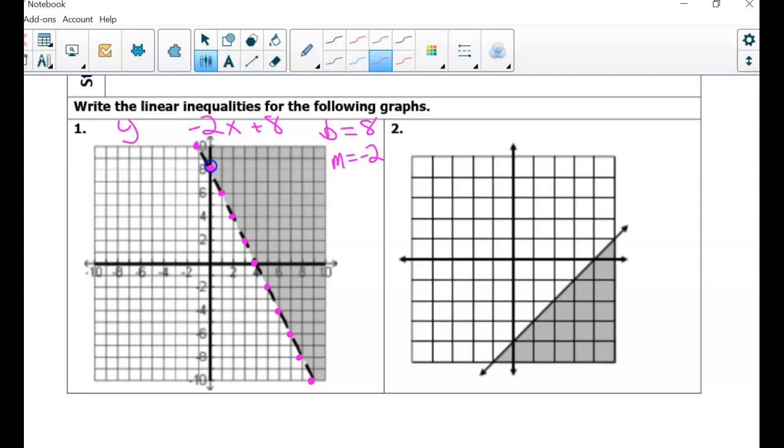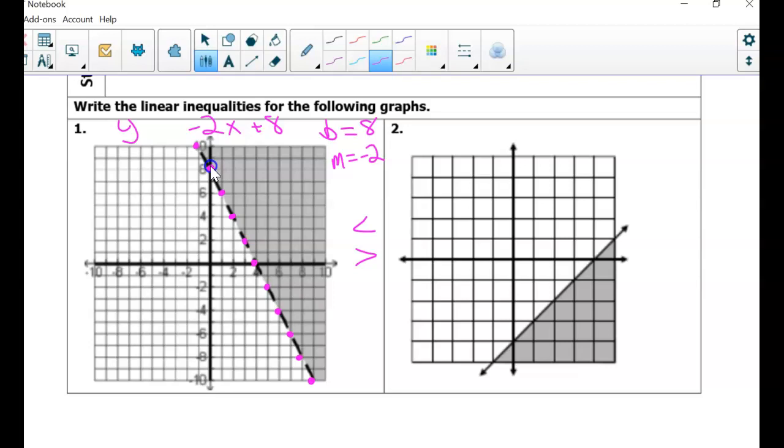What we don't know is the inequality symbol. So because this is a dashed line, we know it has to be less than or greater than. Strictly less than or strictly greater than. It has to be one of those. Then we need to determine which one it is.